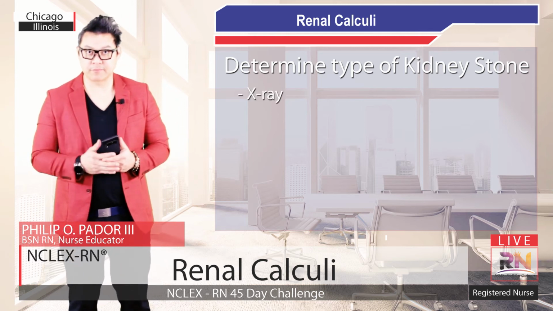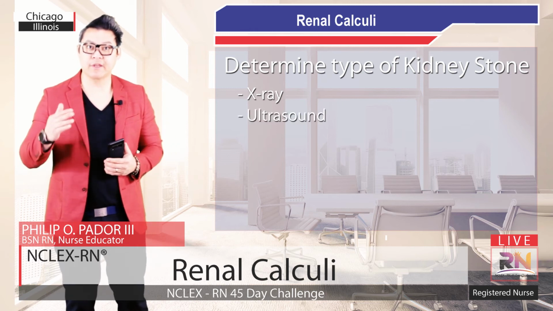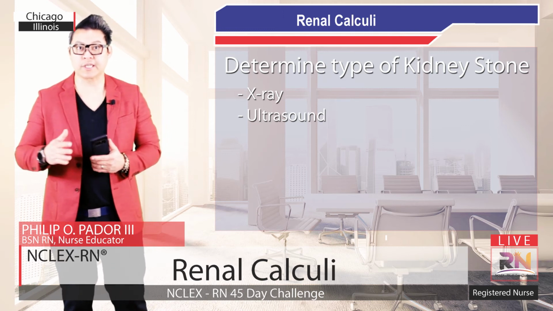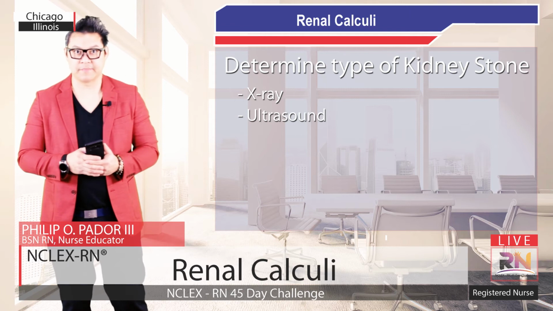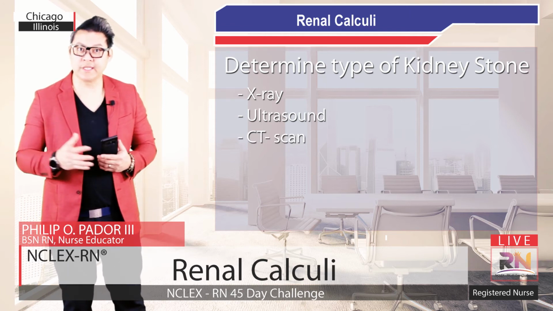X-ray can be performed to detect the kidney stones. Ultrasound may also reveal hydronephrosis if the obstruction is within the ureter, causing backflow of urine, which will dilate the ureter proximally. Finally, a CT scan can also be used, which can show kidney stones.